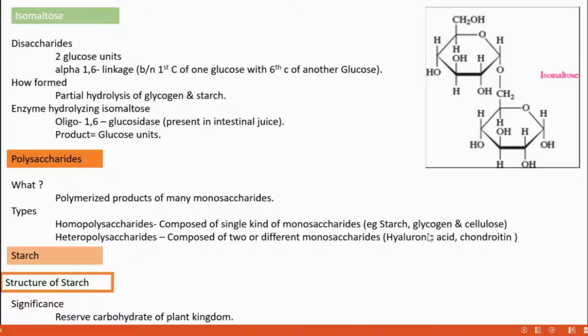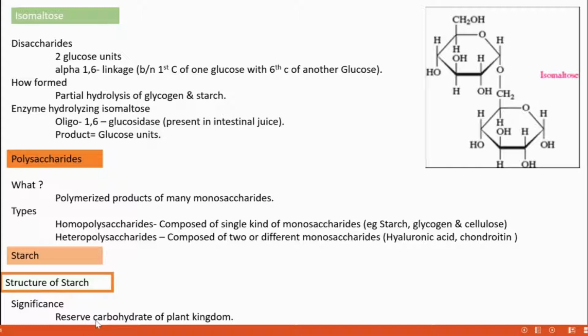Examples for homopolysaccharides are starch, glycogen and cellulose. And examples of heteropolysaccharides are hyaluronic acid and chondroitin. Starch is an example of a homopolysaccharide that we are going to see now. Structure of starch. What is the significance of starch?